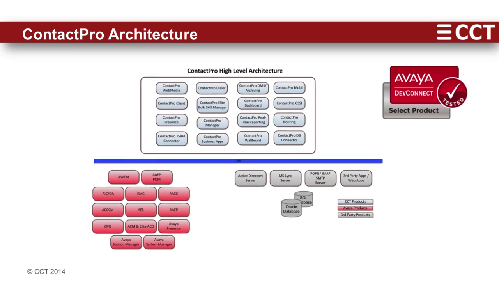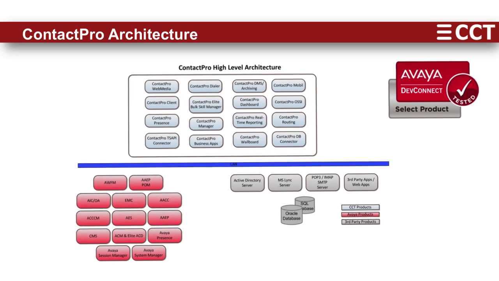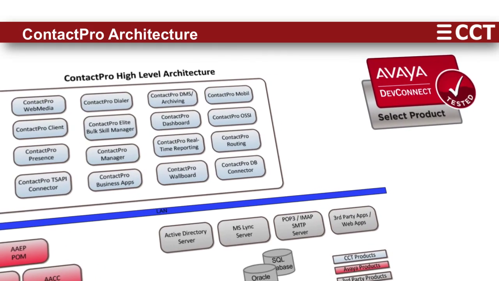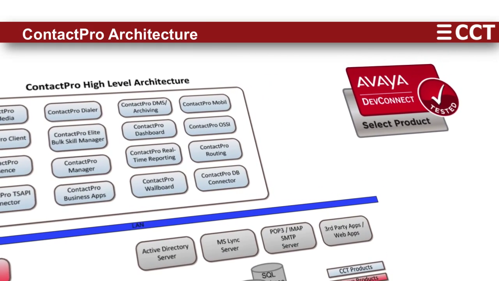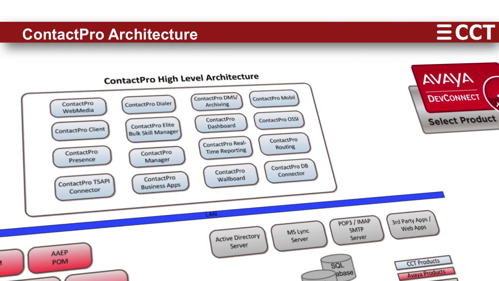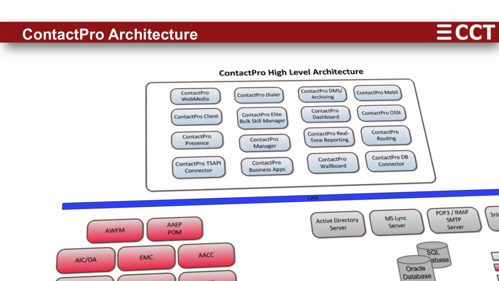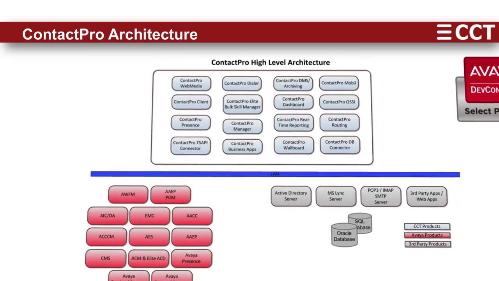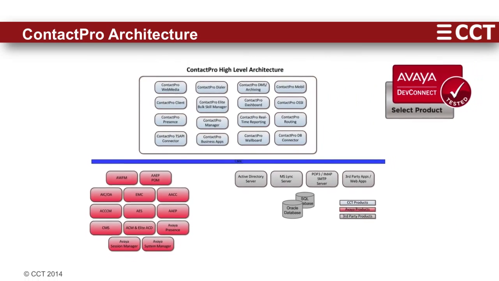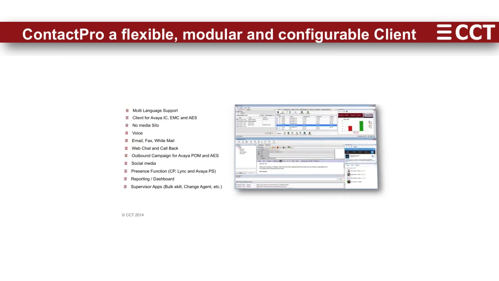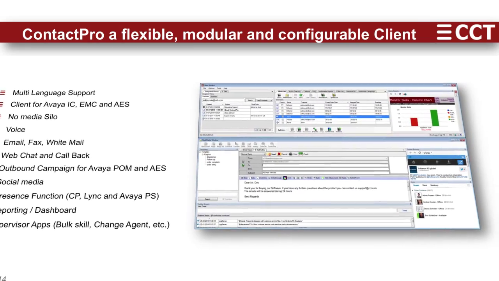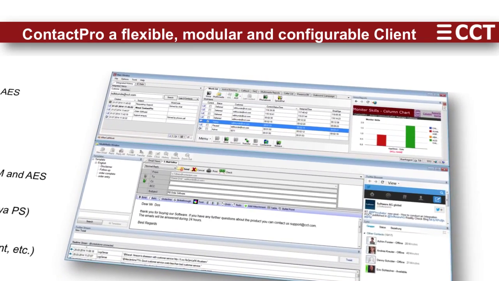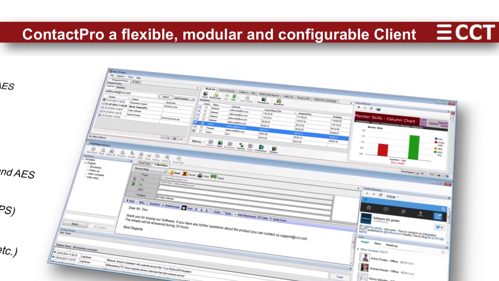This product offering by CCT is contained in the Avaya DevConnect program. This software is also featured as select product within the Avaya portfolio. Integration of ContactPro is based on an architecture of numerous modules, thereby enabling the connection of the various Avaya environments and different third-party products. One of the outstanding characteristics of the CCT ContactPro client is its modular design, which can be presented very flexibly due to its configurability.